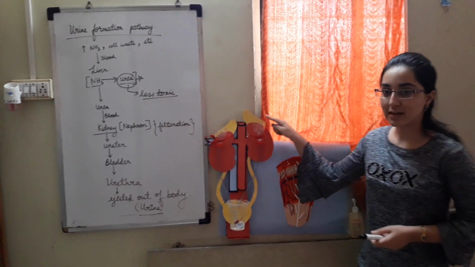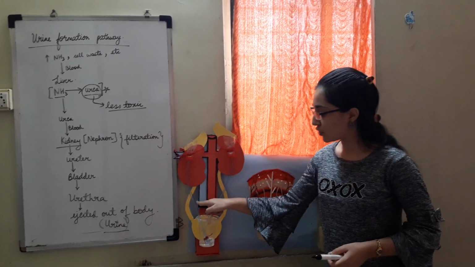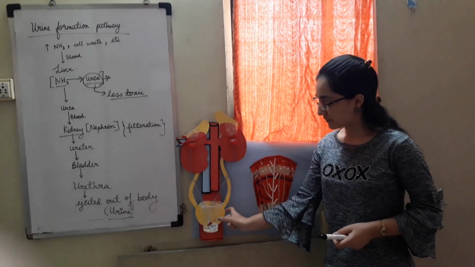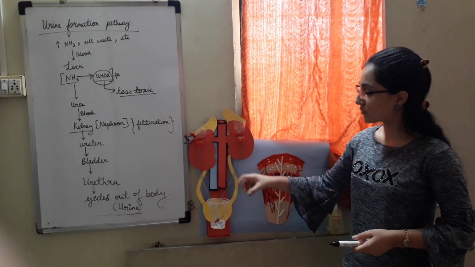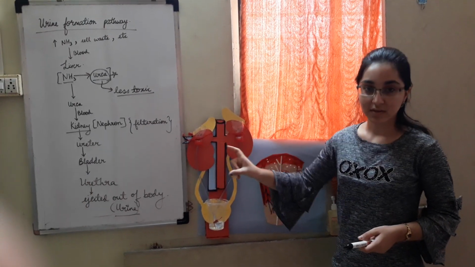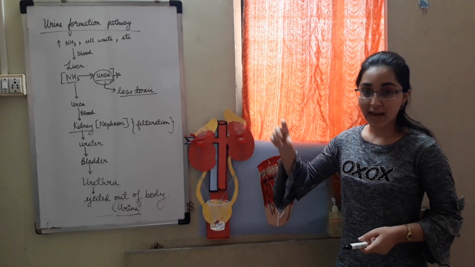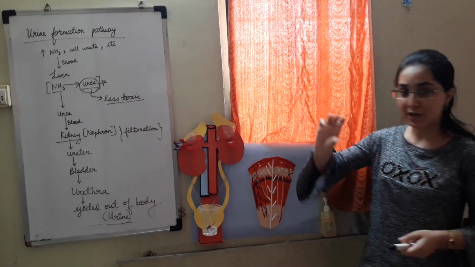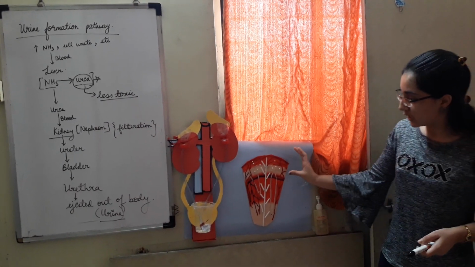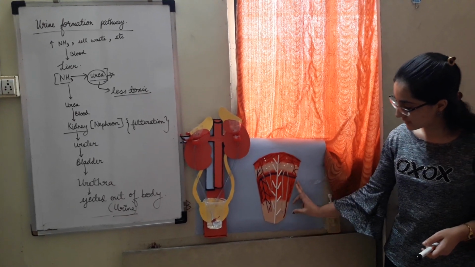You can see the adrenal gland, a pair of kidneys, a pair of ureters, and the bladder. Before that, I would like to say that in the kidney we have studied that there is a medulla and cortex, and in the medulla there are medullary pyramids. I have zoomed that medullary pyramid into this. So you can see here this is the cortex and this is the medulla.